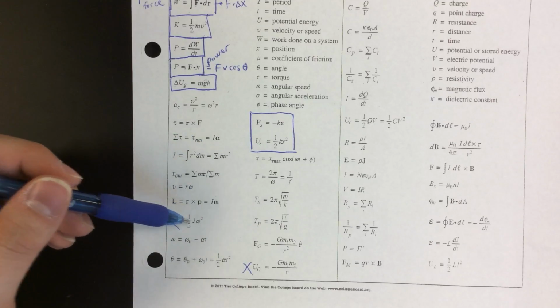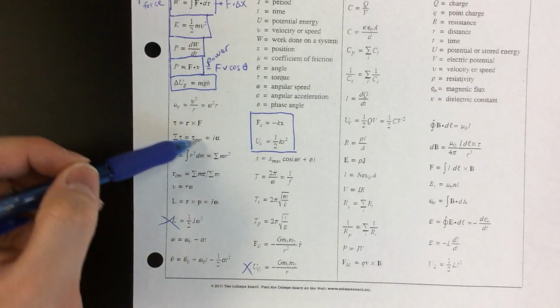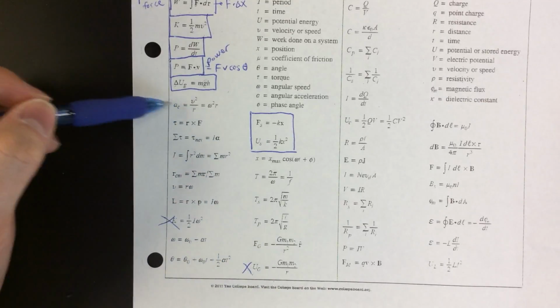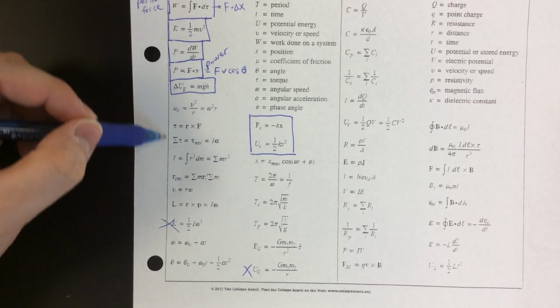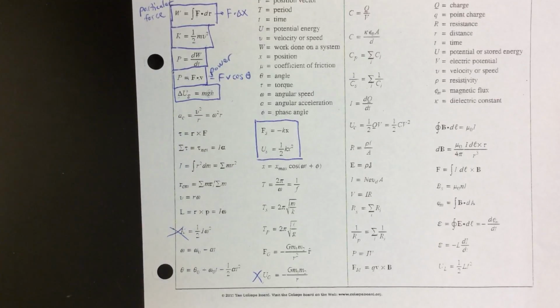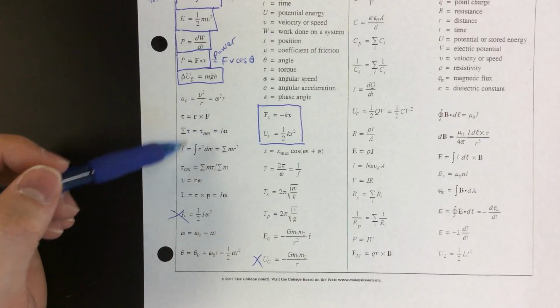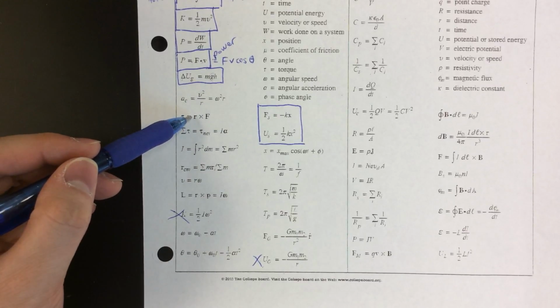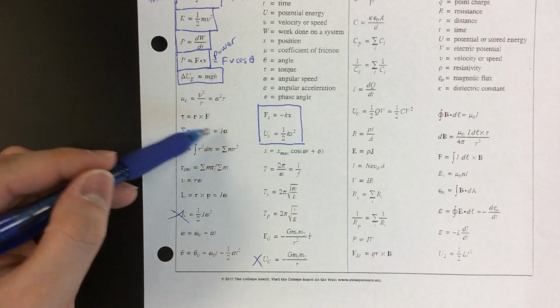Next unit is 12, which is all rotation, like all of this. Actually, literally all of this is rotation. From here down is rotation. That's a lot of equations. Yeah. You should recognize some of these. Torque, yeah, you should know that one. Centripetal stuff, you should know that one.